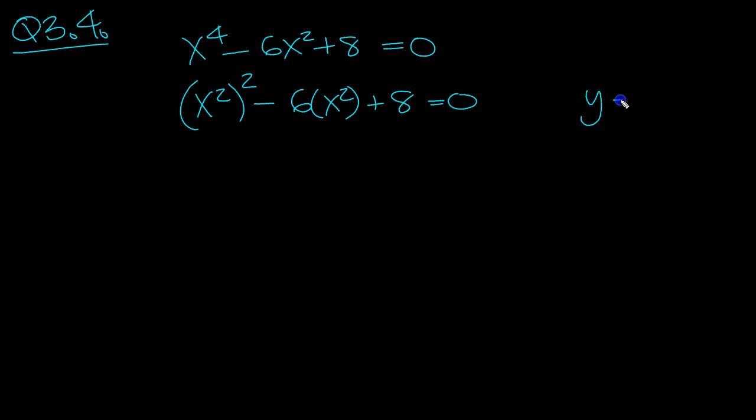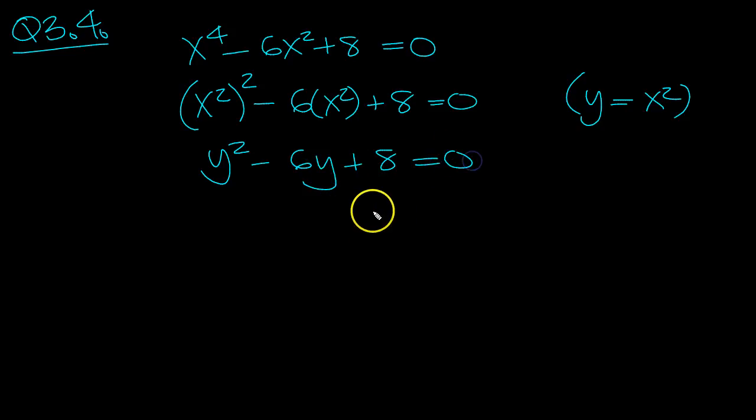If you let y be the symbol for x squared, for example, you can clearly see that it would be y squared minus 6 times y plus 8. Now that's a quadratic. We could solve that for y and then we could just work out what x was, couldn't we? So why don't we do it that way? So y is equal to that.